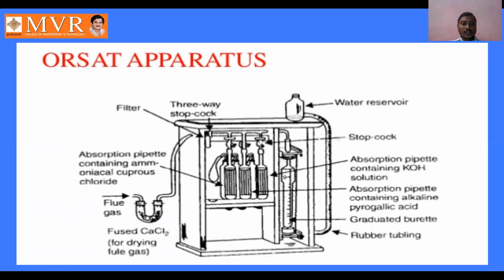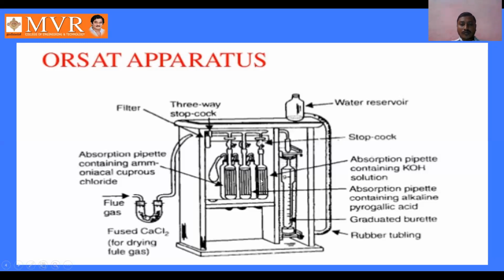See here, the flue gases are going to enter through the horizontal pipe into this graduated burette. We can study this diagram in a detailed way. Here we have a three-way stopcock, a filter, and a water reservoir.